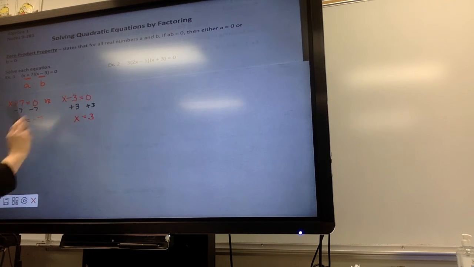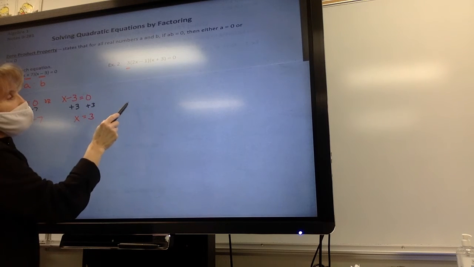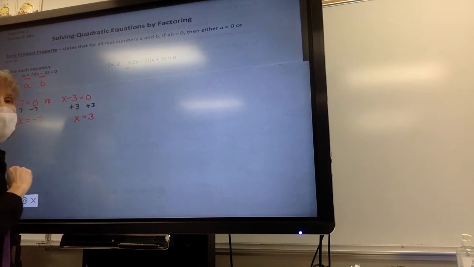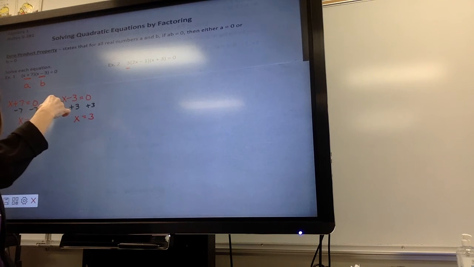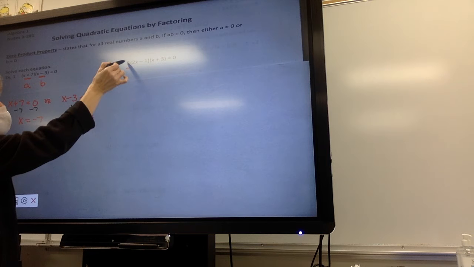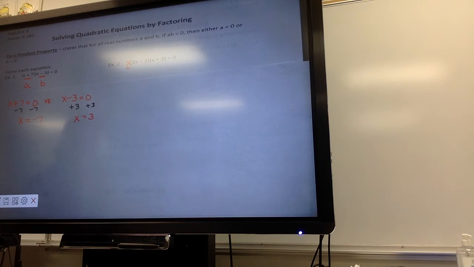In the second example over here, it's already factored for me. I've got a 3 out here that doesn't contain a variable. It would not make sense for me to say that that 3 equals 0. Because there's no variable involved, that's like taking the greatest common factor out. Since no variable was involved, we don't do anything with that in our solution. It does not affect my solution.